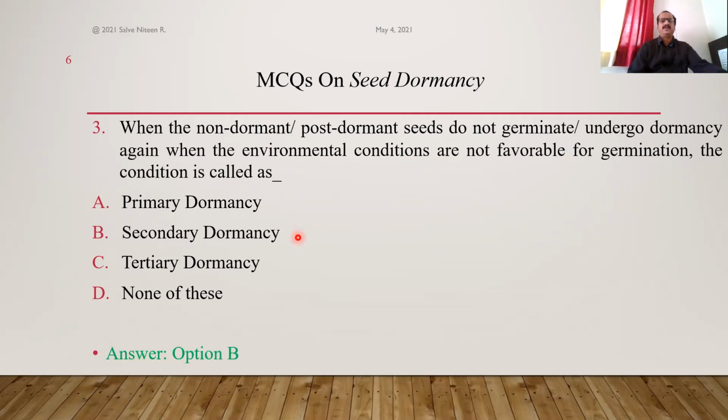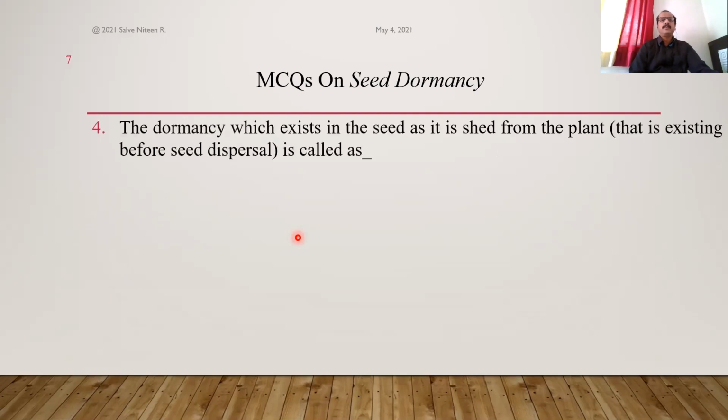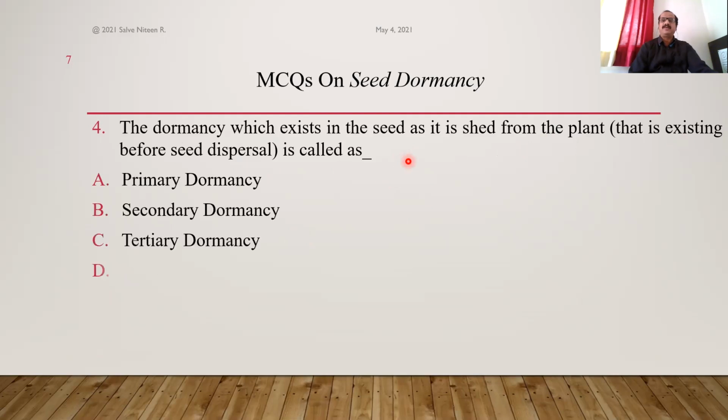And as I told you, secondary dormancy may be of the thermodormancy type, or it may be of the conditional dormancy type. But whatever we are going to discuss is related to the primary dormancy of the seed. So that is important. Okay, the dormancy which exists in the seed as it is shed from the plant, which we just discussed, that exists before seed dispersal, is called, this is a very simple question for you now, primary dormancy, A.